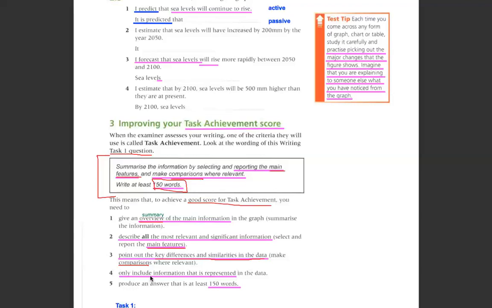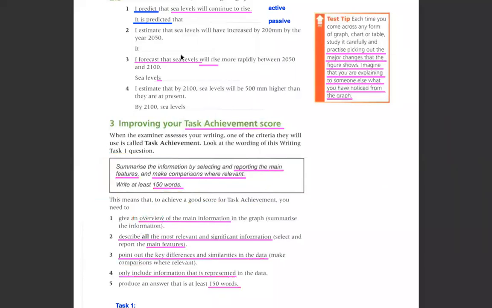The next thing is to include only information that is represented. This means don't make any guesses about the information. Don't write about information that's not there. And the last one is to write 150 words. Okay, so these are the things that you need to do to get a good score for task achievement. The first one is really important. This is the overview.